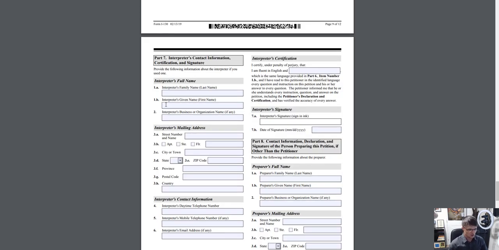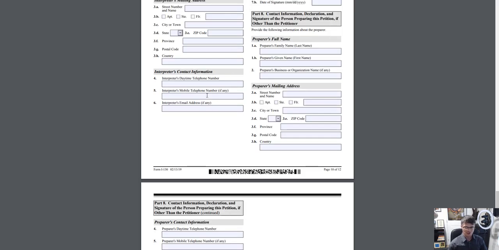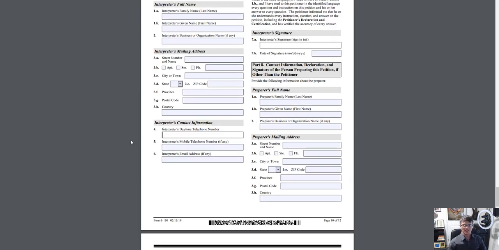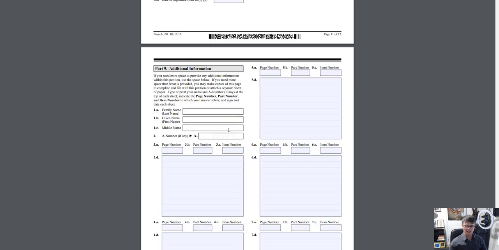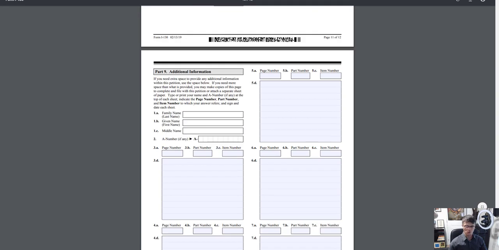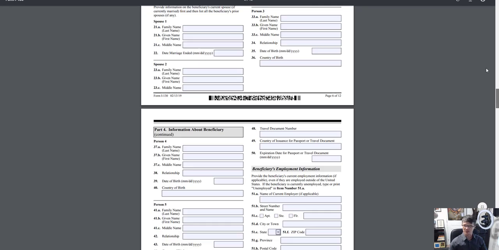Now, again, if you had an interpreter, make sure to put their contact information here, their mailing address, all of that sort of stuff. If you just had a preparer, somebody who helped you prepare this form, physically sat down with you and prepared it or wrote it for you, because, for example, you cannot write, disability and stuff like that, they would have to put their information here when they prepared it. And that's it. Sign it here. This page right here is the last page for extra stuff, if there is some.